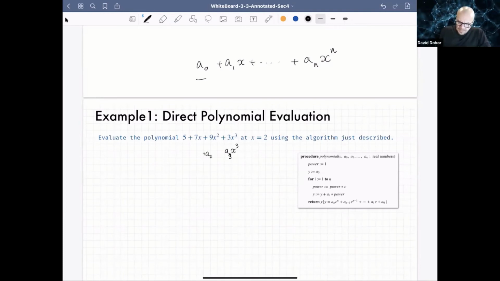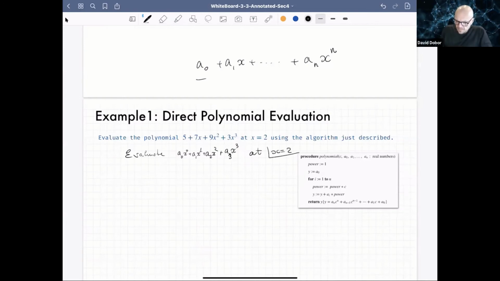So you have a 2x squared here, you have a 1x to the 1st degree, and you have a 0 x to the 0th degree. We don't write x to the 0th degree. You can write it down if you'd like. That's just 1 always, no matter what x is. Okay, so that's a polynomial. The question is to evaluate this guy at some particular point.